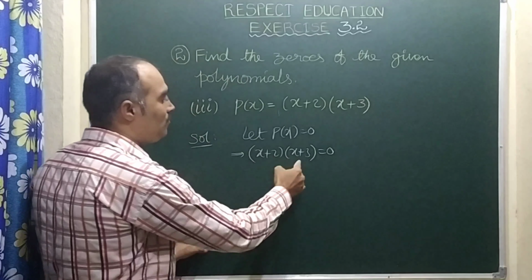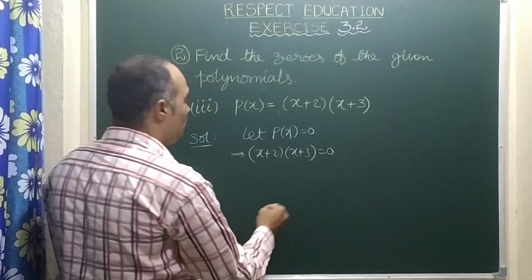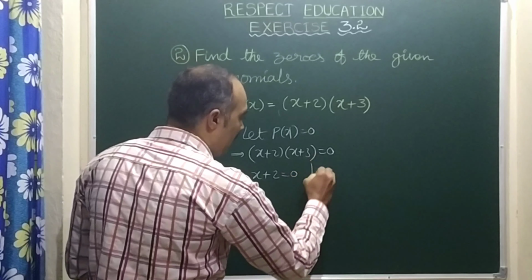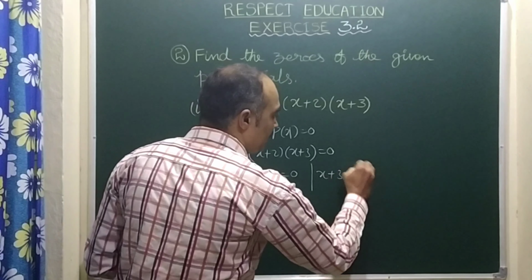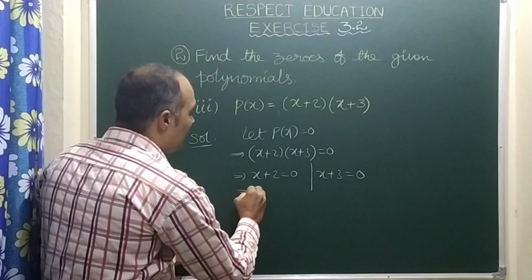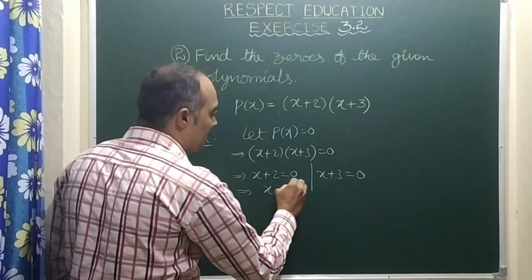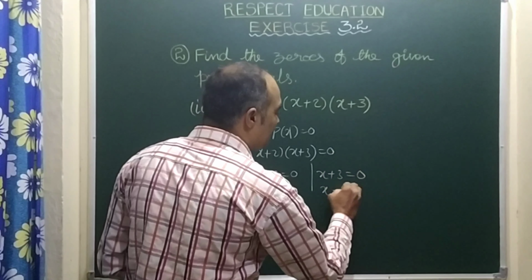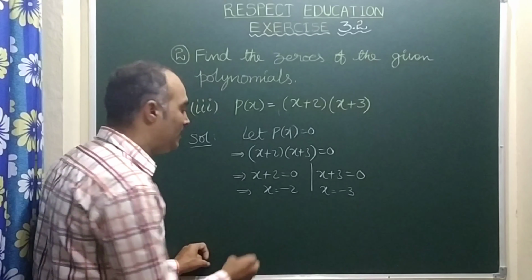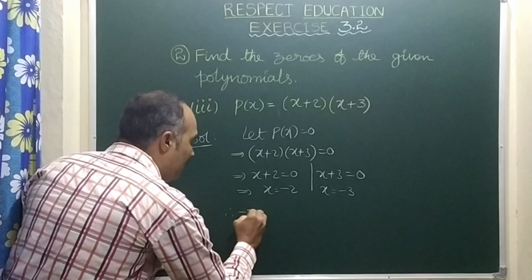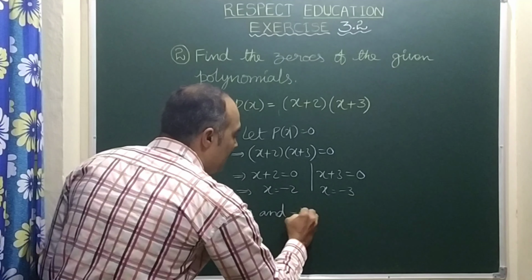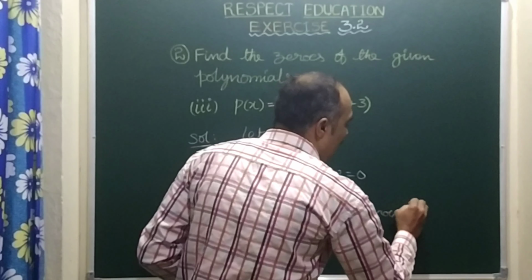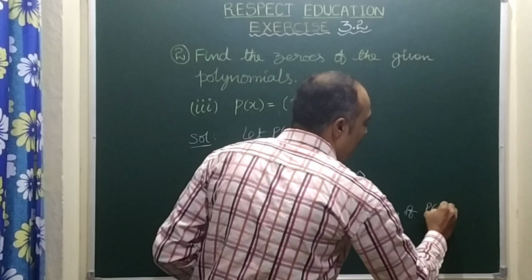See here, the product of two polynomials is 0. Then definitely either x plus 2 is 0 or x plus 3 is 0. Right? Now here x is equal to plus 2, send that side, it is 0 minus 2, so minus 2. Or x equal to plus 3, send that side, 0 minus 3 is minus 3. Therefore minus 2 and minus 3 are the zeros of the given polynomial P of x.